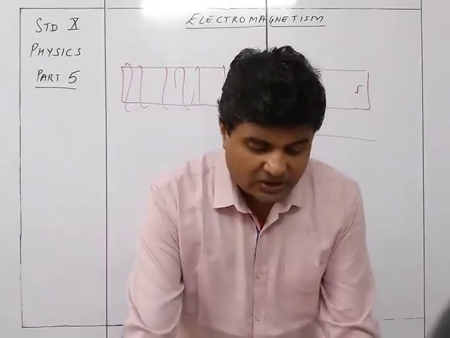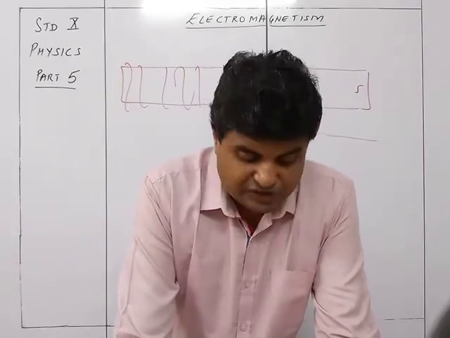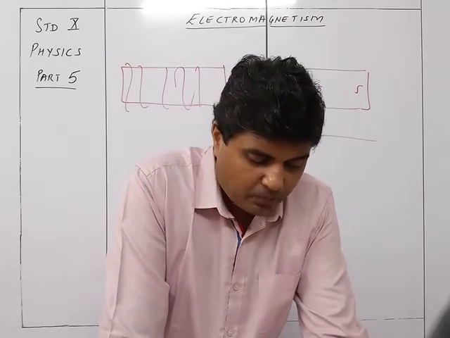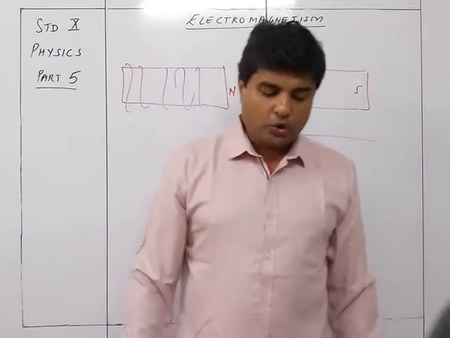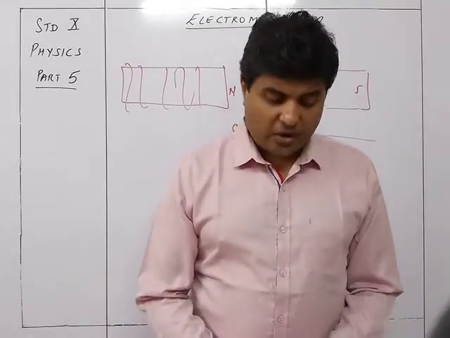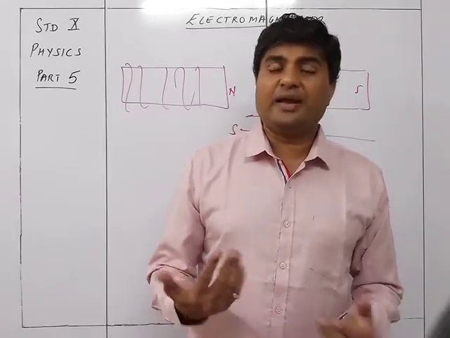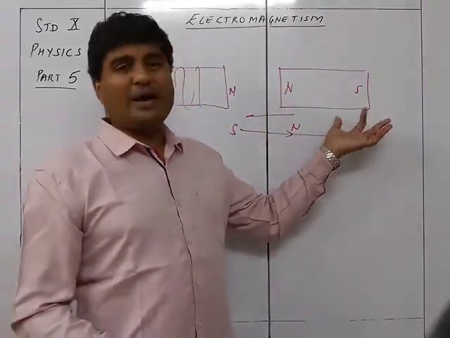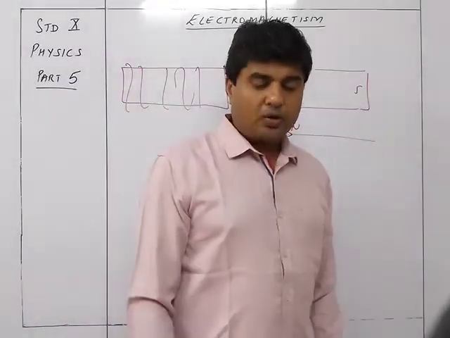Lenz's law is based on the law of conservation of energy. It shows that mechanical energy is spent in doing work against the opposing force experienced by the moving magnet, and it is transformed into electrical energy due to which current flows in the solenoid. So that confirms the law of conservation of energy: you cannot generate electricity or any energy by itself. You need to convert it. Work has to be done over here so that electrical energy can be generated. So that is about Lenz's law.